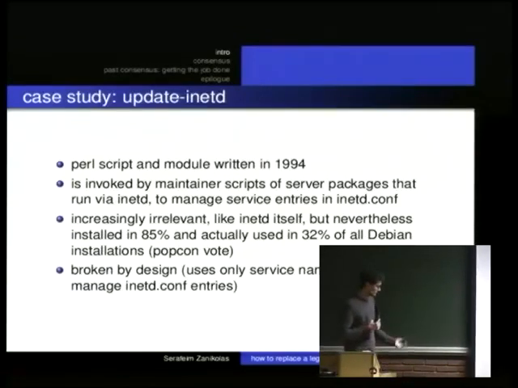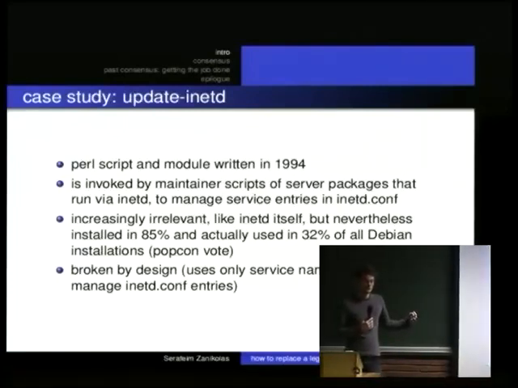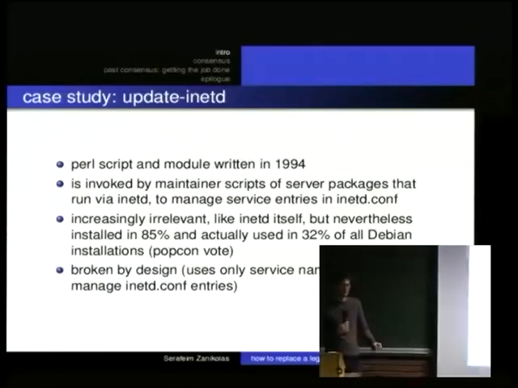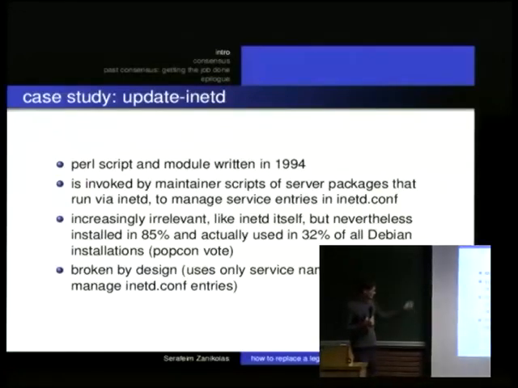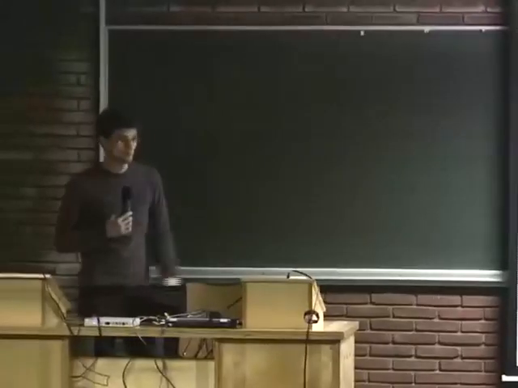So in my opinion, and not only mine, it's kind of broken by design, because to edit the configuration file, you can only specify the service name, and that is not sufficient to uniquely identify entries, because you can have more than one implementation of the same service, so you can have IPv4 and IPv6 services. So there is a certain class of bugs that really cannot be fixed in this implementation without really changing the semantics of the way you invoke it.